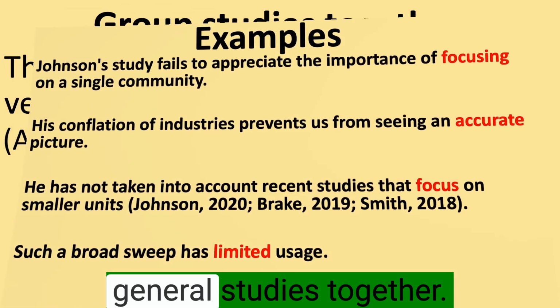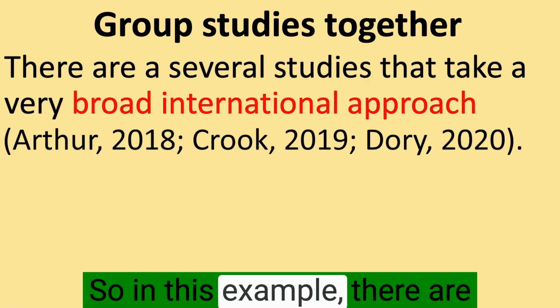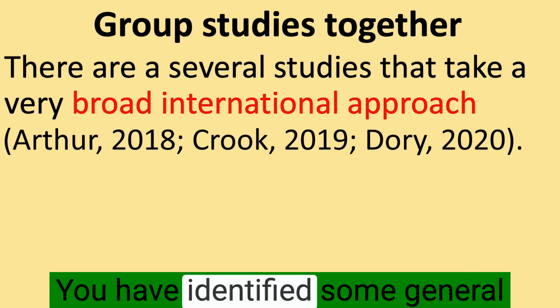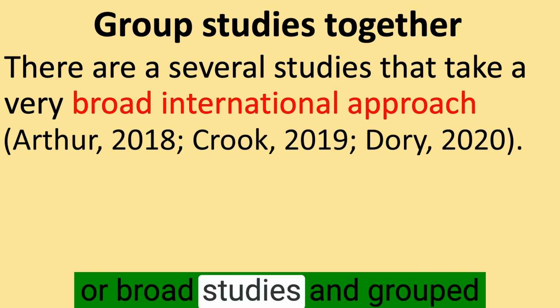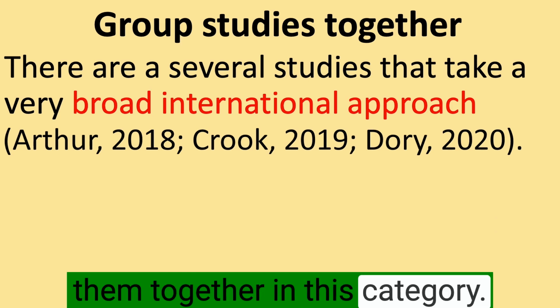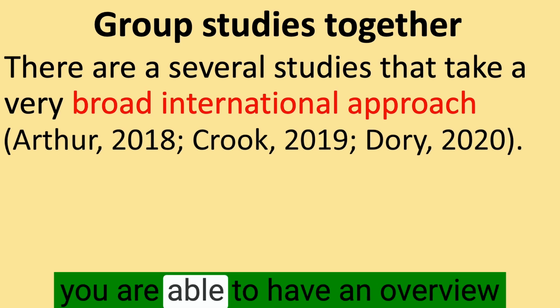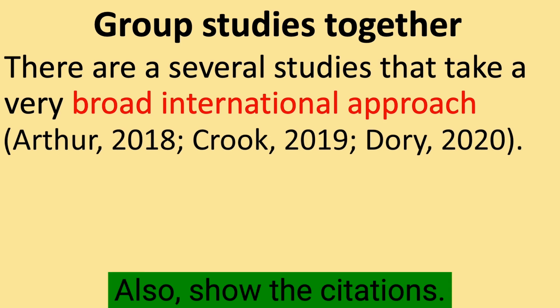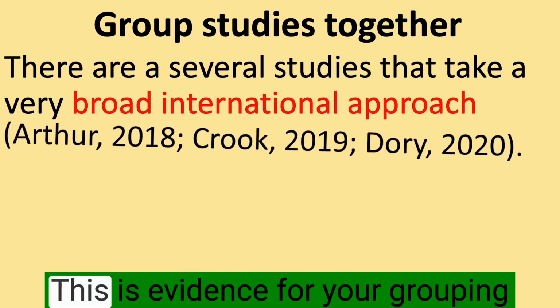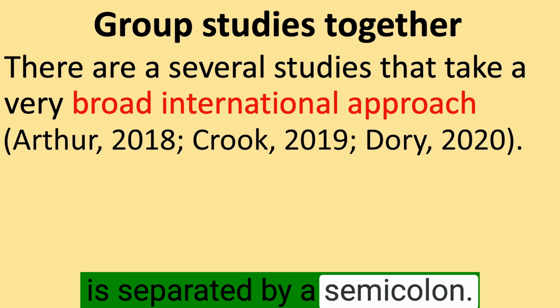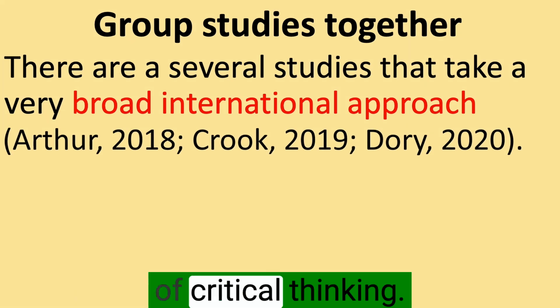Alternatively, you can group general studies together. So in this example, there are several studies that take a very broad international approach. You have identified some general or broad studies and grouped them together in this category. When you group studies together, it shows ownership and it shows that you are able to have an overview of the literature. Also, show the citations. This is evidence for your grouping studies together. Each study is separated by a semicolon. This is a good demonstration of critical thinking.